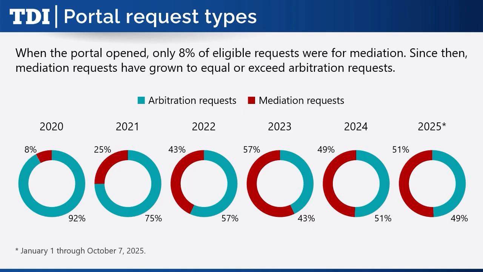So looking at some of the data that we've seen over the past almost 6 years, as you can see, initially, the vast majority of the requests that were entered were for arbitration. In 2020, they were almost all arbitration requests early on. And then as you can see, more and more mediation requests have been entered into the portal as we move forward. So as you can see, for 2025, the majority of requests entered into the portal are for mediation.